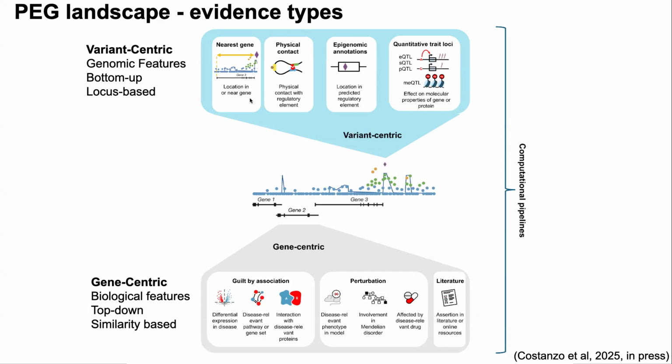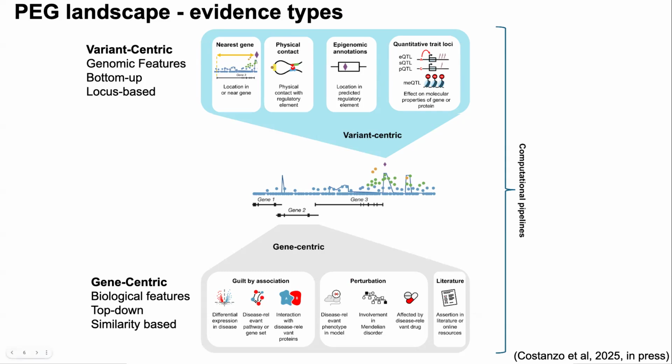So what's the closest gene? What is it in physical contact with? What does the genomic landscape look like? eQTLs, all those kinds of evidence types. And on the other hand, you can start from the gene and look at the evidence that comes from how the gene functions and what it does. I find the easiest way to think about this is that it could be completely independent of where the gene lies in the genome. So we call this gene-centric in Costanzo et al., but other people have different terms for this.